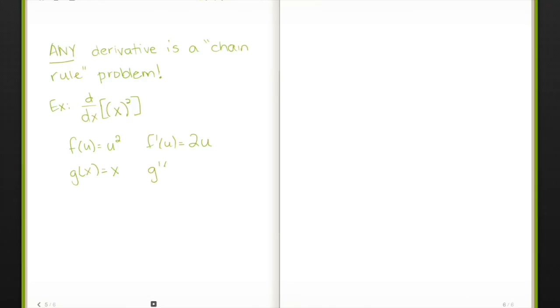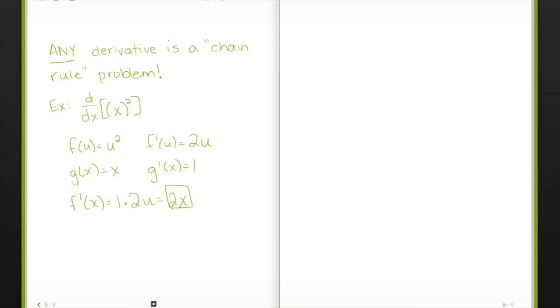So we take the derivative of our outside using the power rule, we'll get 2 something. And then the derivative, g prime of x, is 1. Then we multiply them together. We get 1 times 2 times u. U is that g of x, which is x. So our derivative is 2x.